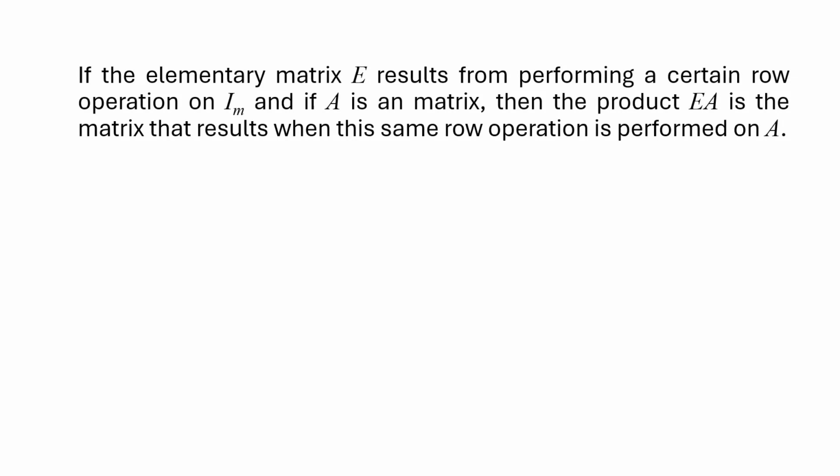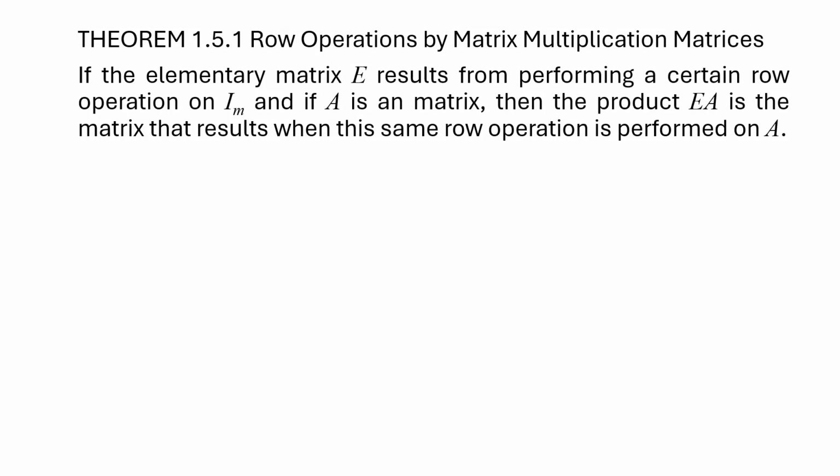So we have here, if the elementary matrix E results from performing a certain row operation on I sub m, meaning the identity, and if matrix A is a matrix, then the product EA is the matrix that results when this same row operation is performed on matrix A. So this is theorem 1.5.1, which is the row operations by matrix multiplication.